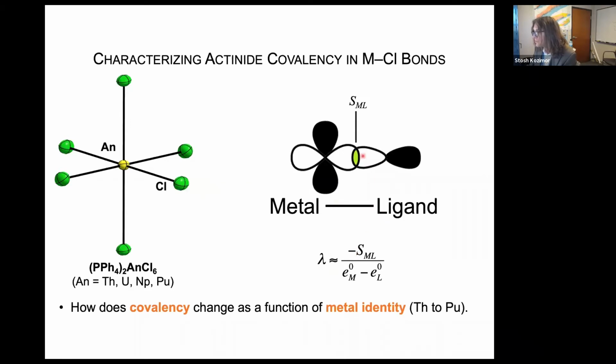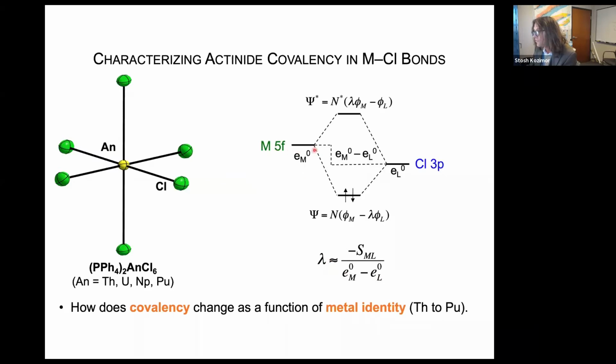So it's the spatial overlap between the ligand orbital and the metal orbital. If that's large, you get a large mixing coefficient, you get a lot of covalency. And I'd also like you to think about this denominator. This tells you that you get a large mixing coefficient if the energy of the valence orbitals for the metal are matched with that of the ligand. If they're matched, then this denominator is small and you get a large mixing coefficient, you get a lot of actinide ligand covalency.